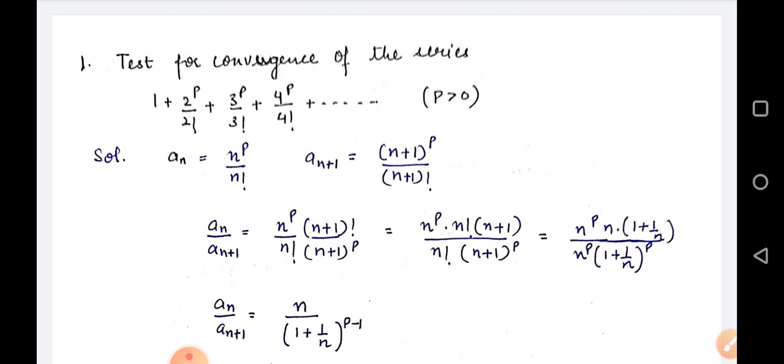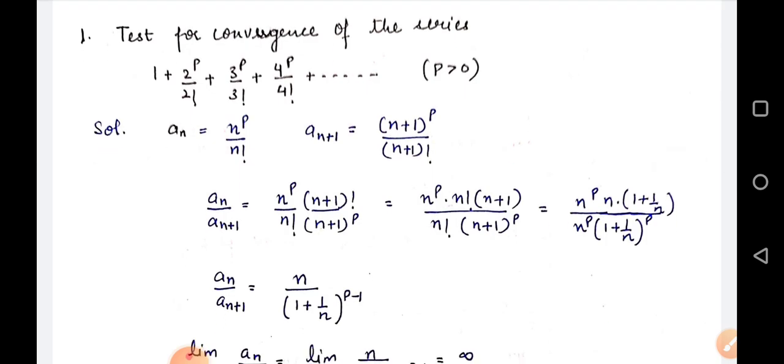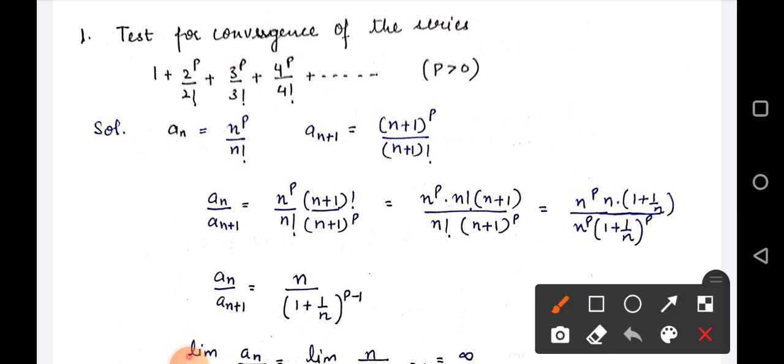So let us continue with more problems on the D'Alembert ratio test. Test the convergence of the series. The series is of the type 1 plus 2 to the power p upon 2 factorial plus 3 to the power p upon 3 factorial plus so on. If we look at it, the first term numerator is 1 to the power p, second is 2 to the power p, third is 3 to the power p, fourth is 4 to the power p. So the nth term is n to the power p.